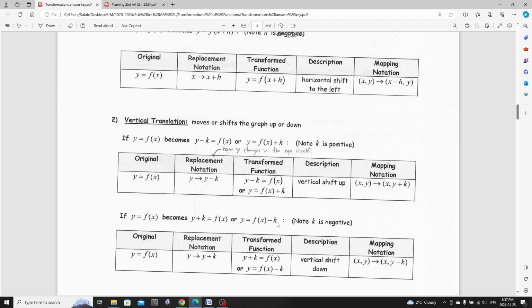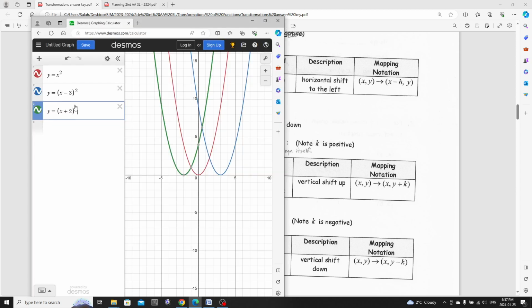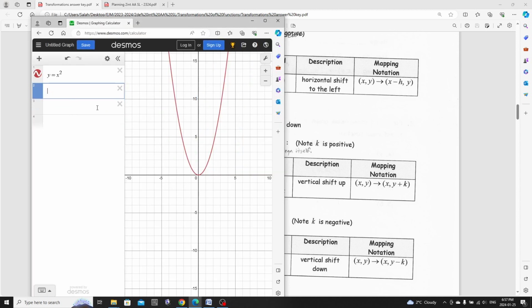Okay, so minus k means we're shifting all of the points down k units. Your mapping notation is going to be y minus k. Again, all those y values, those y coordinates, have shifted down k units. So let's take a look at what that looks like on this graph right here.